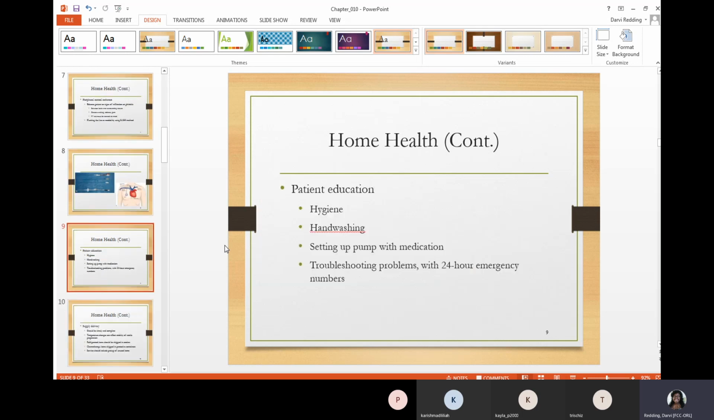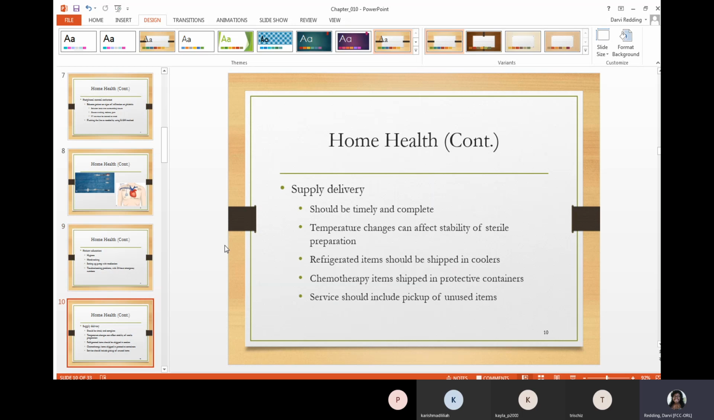When it comes to patient education, it's important that the person who's inserting the catheters always uses proper hygiene and hand washing, and then sets up the pump with the medication. And in case of any problems that arise, they usually know how to troubleshoot, and they'll have 24-hour emergency numbers in the event something's happening. So they'll have that information available and handy.